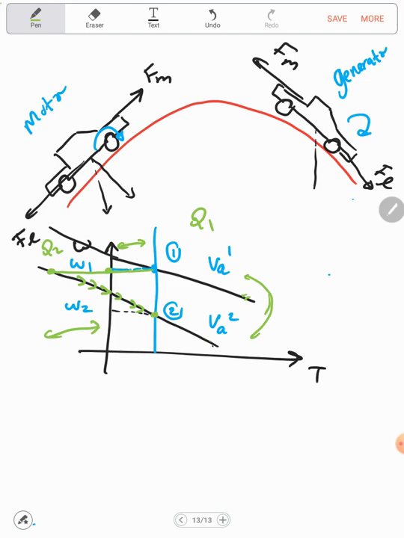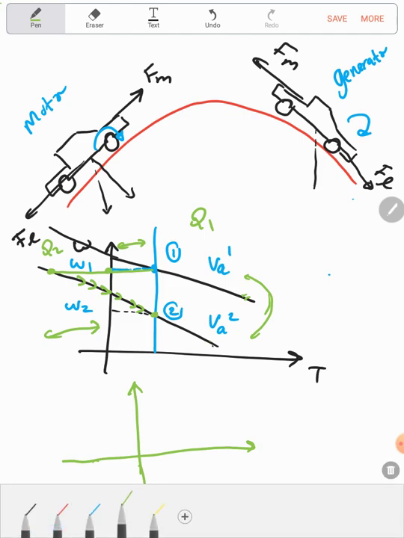Another way for regenerative braking: imagine that you need to go from Q1 to Q3. You need to go from forward motoring to reverse motoring. In this case, this is what we call plugging.